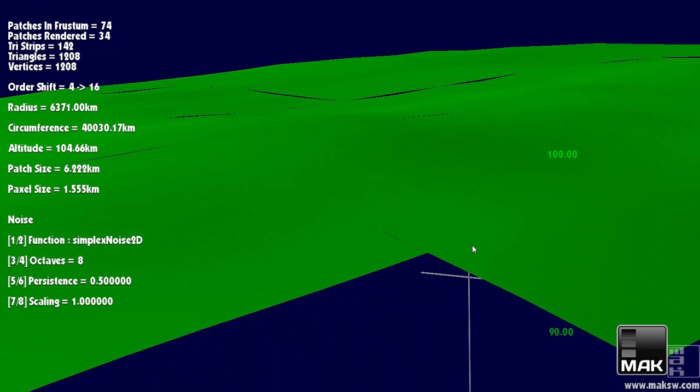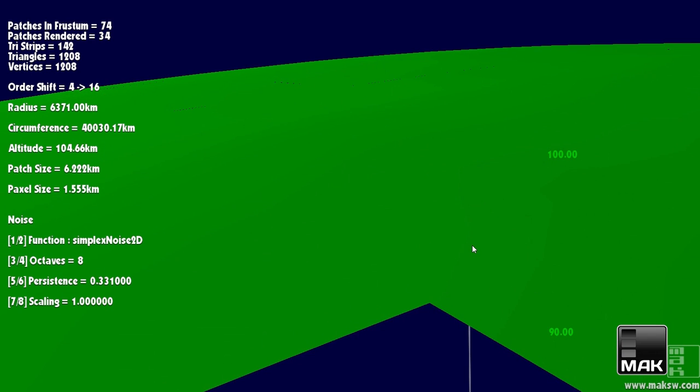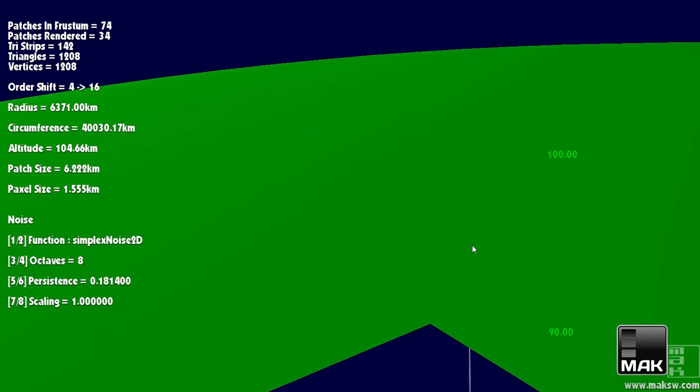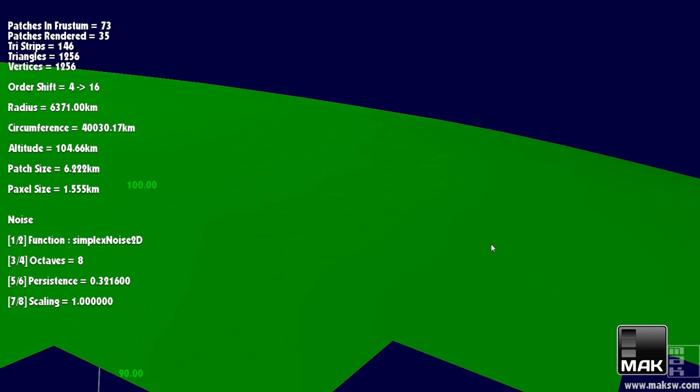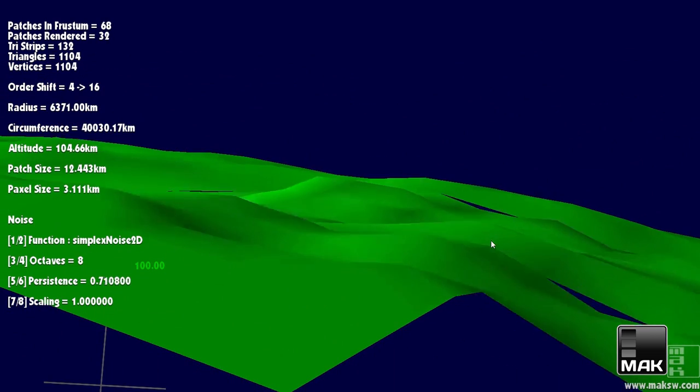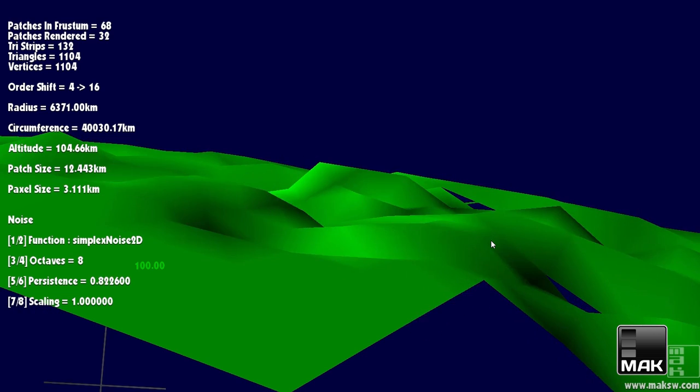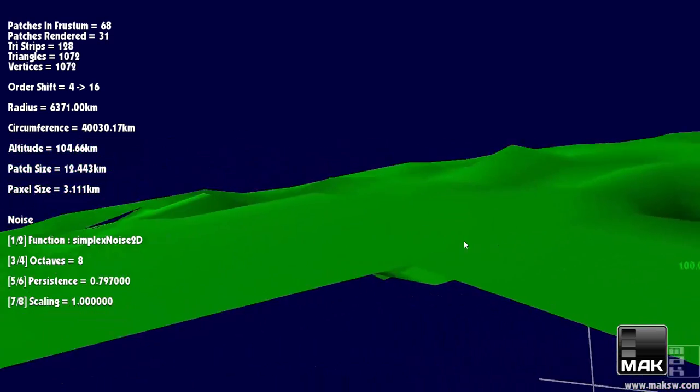But now we can start tinkering with the parameters and we'll see a bit more of an effect from these. So as we alter the persistence, you can see the effect it has on the terrain. It introduces more variety. Not necessarily great variety.